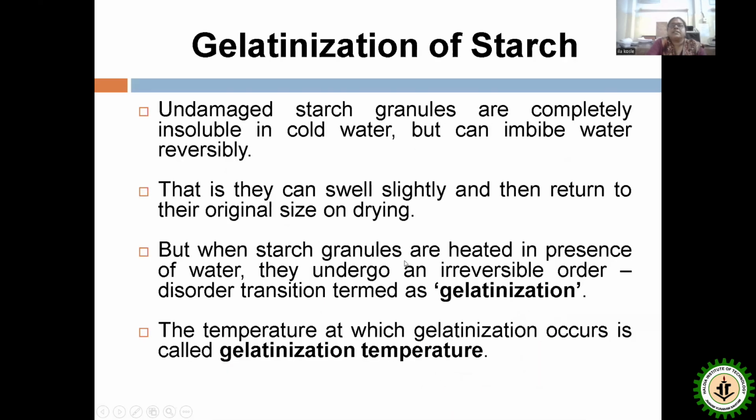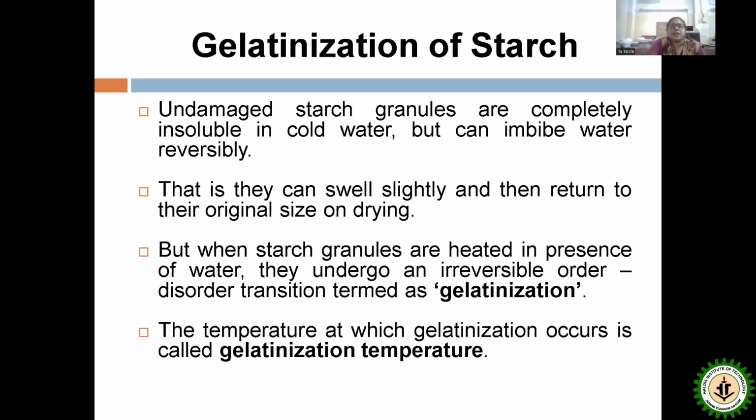Now, next I will discuss one important aspect of starch which occurs during processing of food, and that is known as gelatinization of starch. Gelatinization is basically formation of gel. So how is it formed and what are its characteristics? Now I will discuss it.